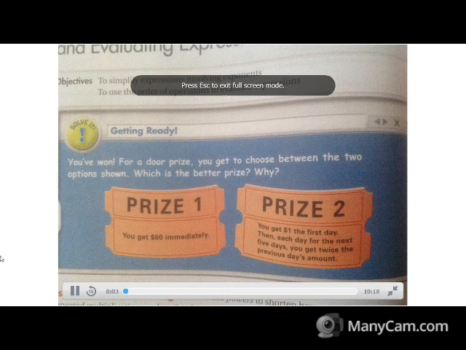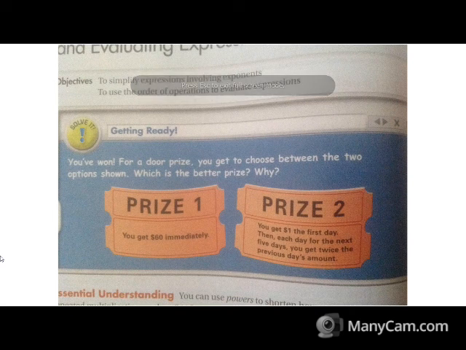Question 2. Let's first look at the blue box. Let's solve it. You won. For a door prize, you get to choose between two options shown. Which is a better prize and why?